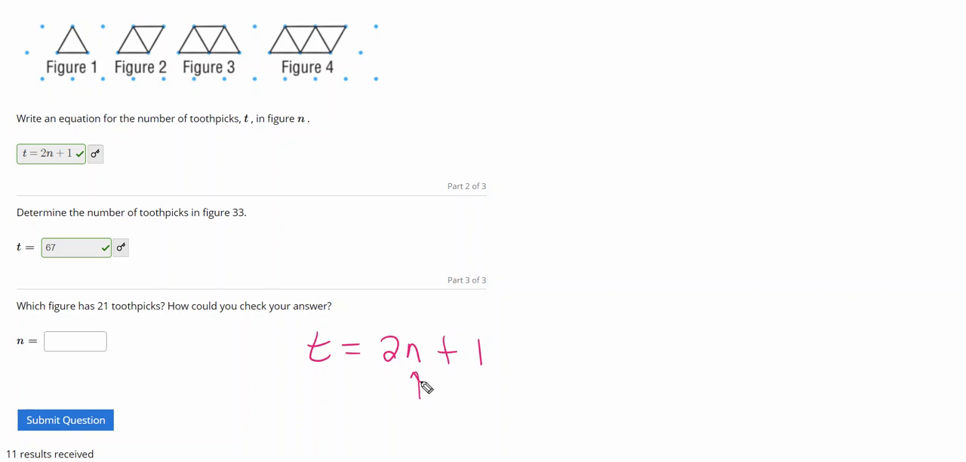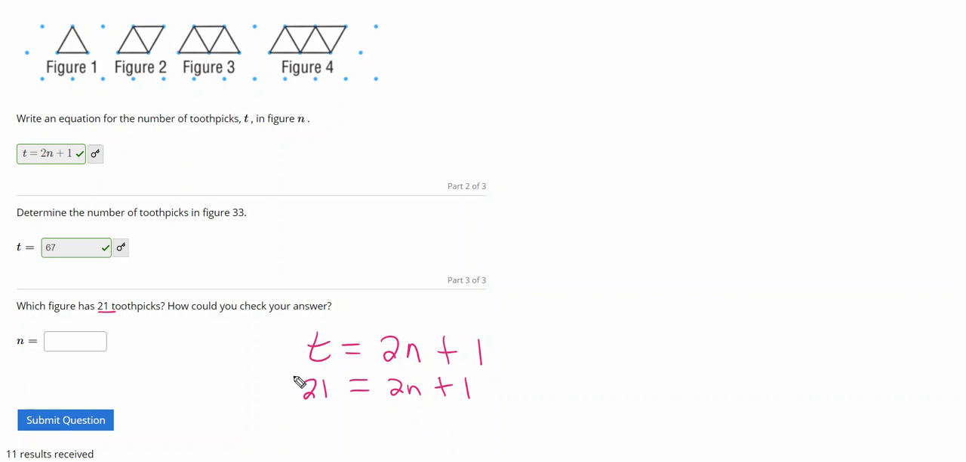So again, we're looking for n, right? But this time, we actually know the number of toothpicks. So we know that t is equal to 21. What I'm going to do is put in what I know. Instead of writing t, I'm going to write 21, and that's equal to 2n plus 1. Now you're probably seeing why we were doing all that algebra in the last lesson, right? Because we're after n, so we need to do a little bit of rearranging to solve for n.